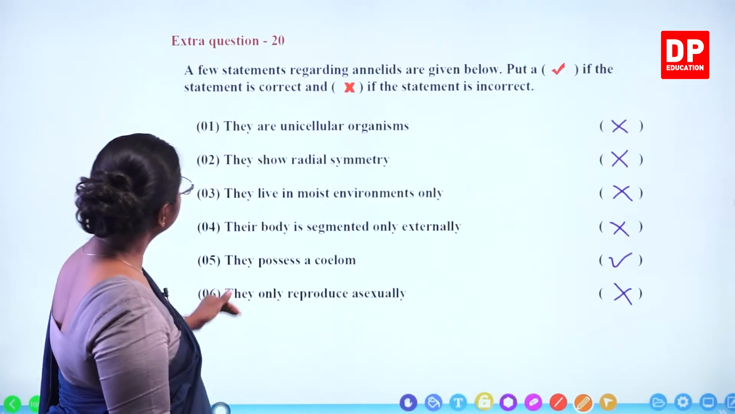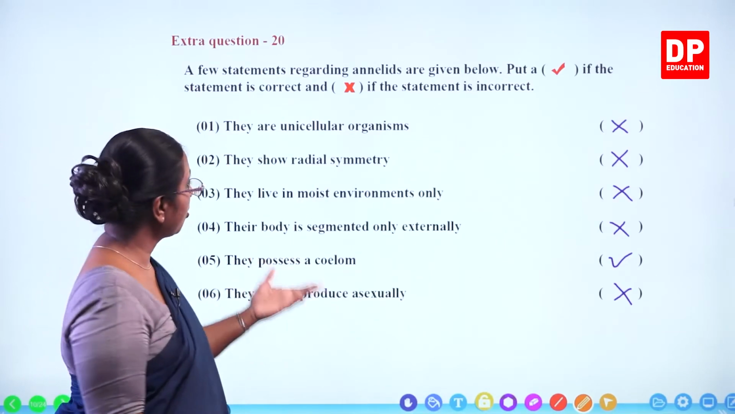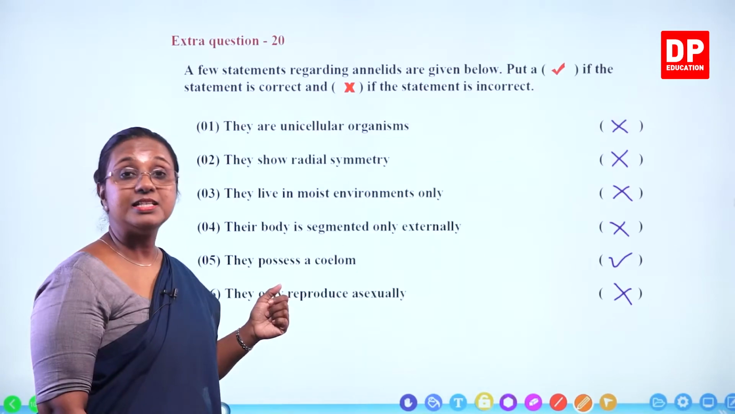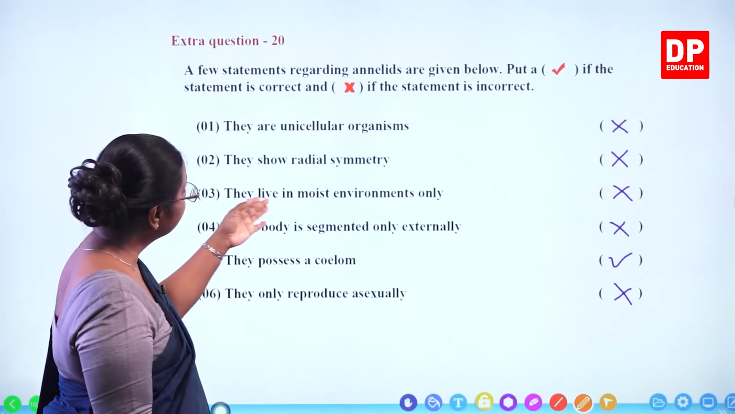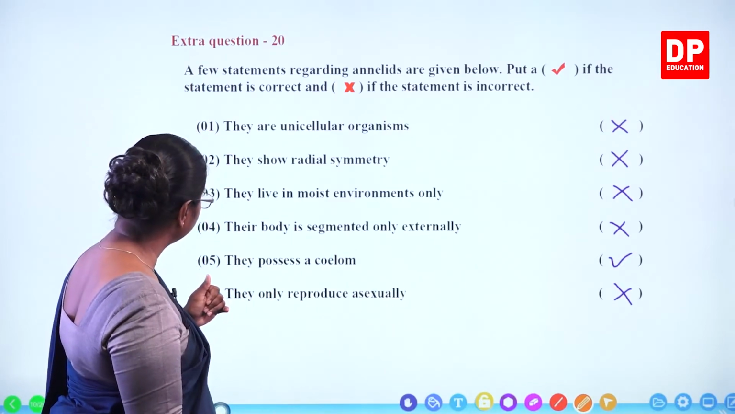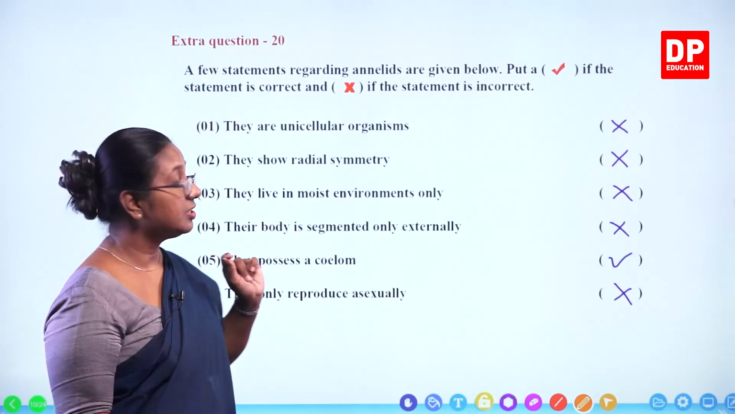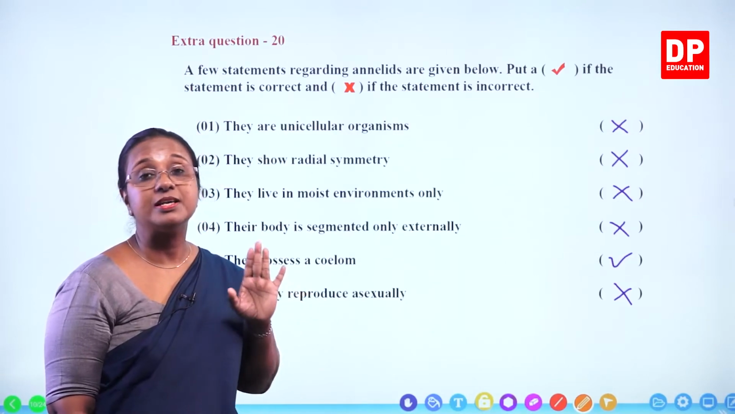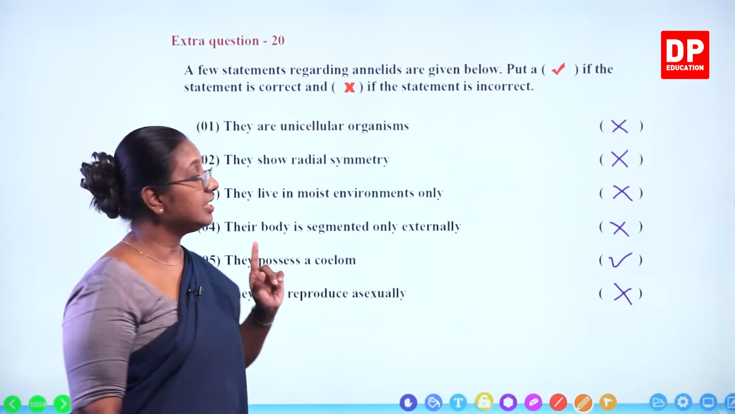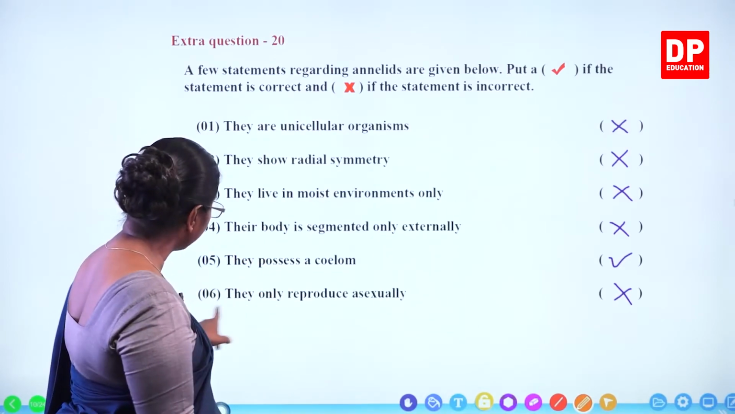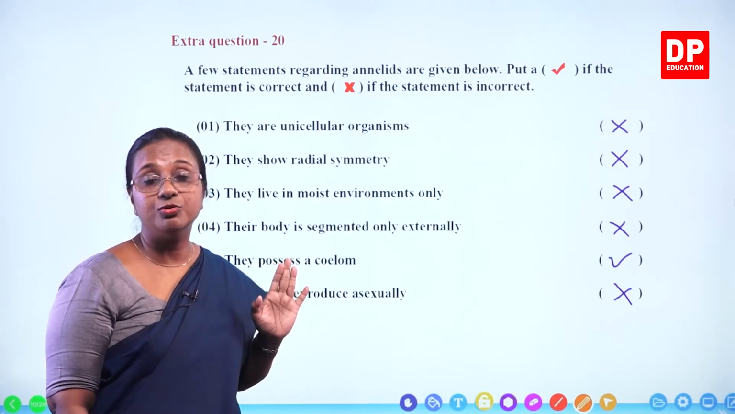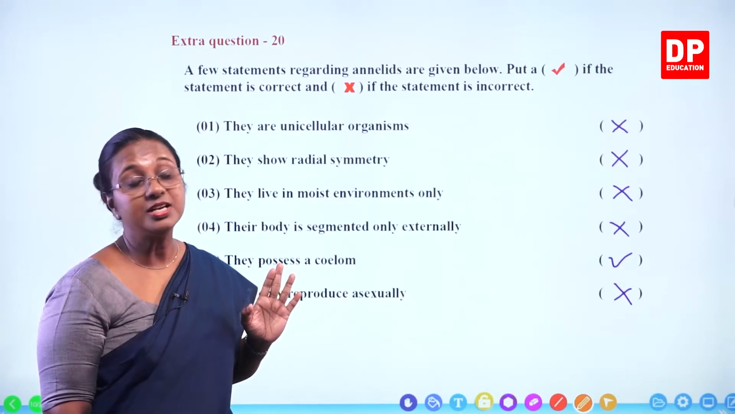Out of all the statements, they are unicellular organisms, wrong because they are multicellular. They show radial symmetry, that's wrong because it's bilateral symmetry. They live in moist environments only, no, they can live in the marine environment also. Their body is segmented only externally, that is wrong because it's internally and externally segmented. They possess a coelom, that is correct. And they only reproduce asexually, that is also incorrect because they do sexual reproduction as well.